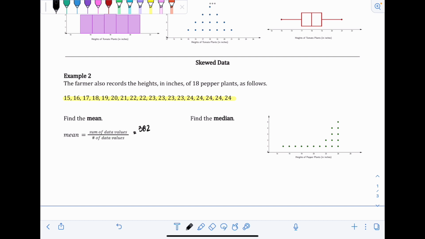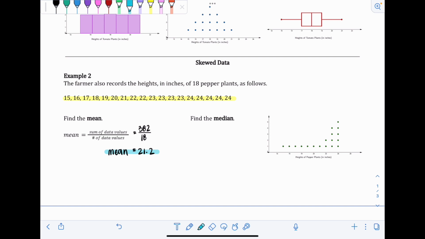And then we're going to divide that by the number of data values, or the quantity of data values, which in this case is 18 because there are 18 pepper plants. So 382 divided by 18, I'm actually going to write this down below, ends up being 21.2. So the mean of this data set is 21.2.